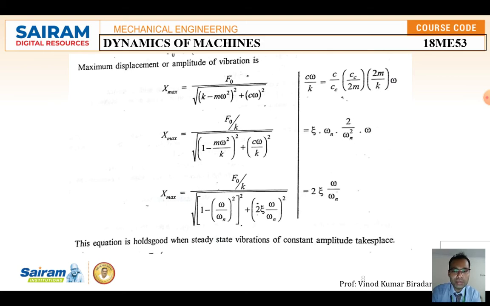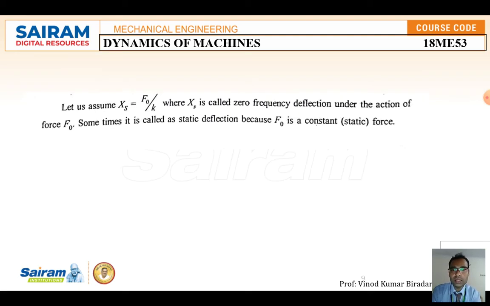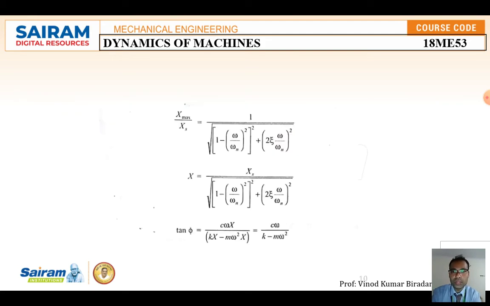So there is a maximum constant, that is, the steady state constant amplitude which will be there in the component. Let us now assume X static is the static deflection, equal to F0 by k, which is the zero frequency deflection under the action of the force F0. Sometimes it is also called a static deflection because F0 is a constant static force. Again you take the ratio: X maximum divided by X static is 1 divided by the square root of (1 minus omega by omega n whole square) whole square plus (2 zeta omega by omega n) whole square.